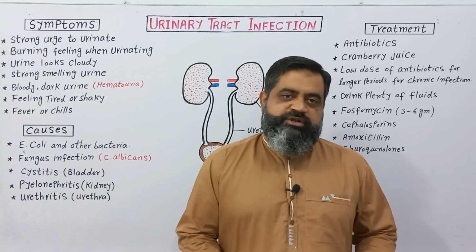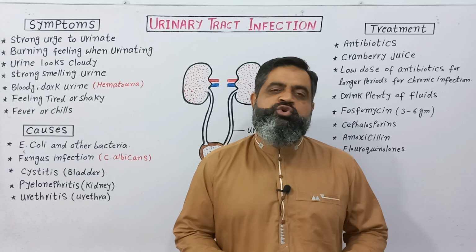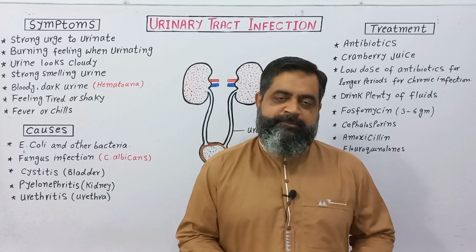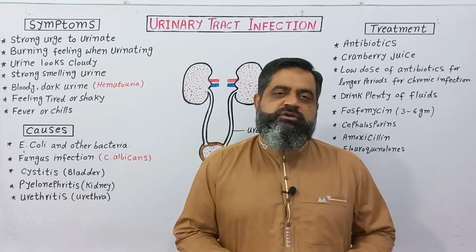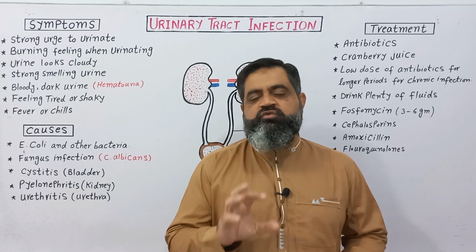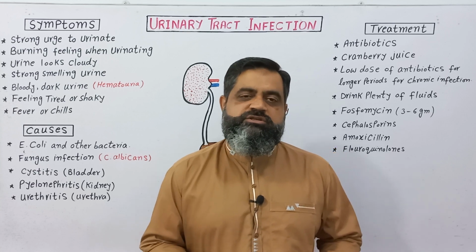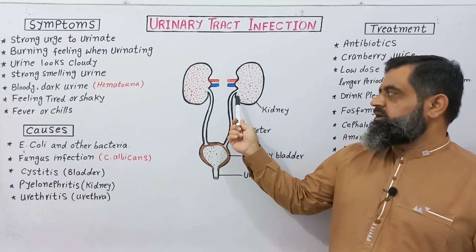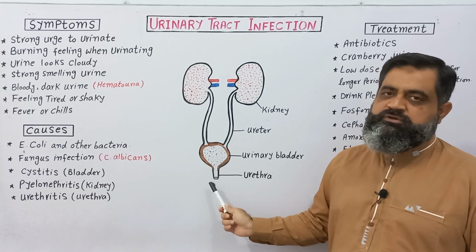Hello to all students. In this video lecture, we are going to discuss urinary tract infection, which is also called UTI. To understand the concept of urinary tract infection, first of all, we have to look at the anatomy of urinary system. Our urinary system is composed of two kidneys and a pair of ureter, urinary bladder and urethra.